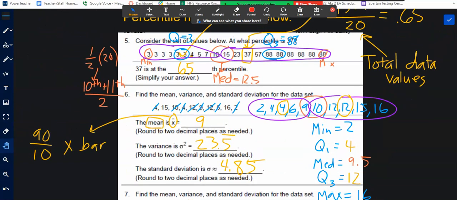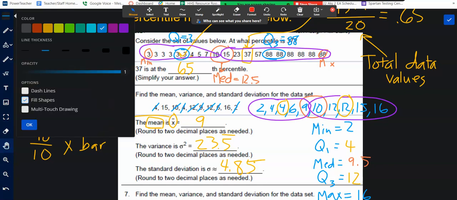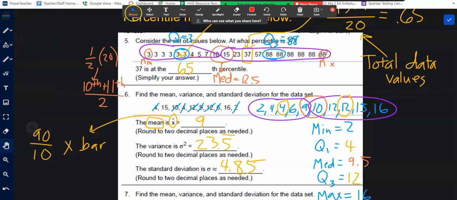Okay, so it's not hard to figure out the average, right? You add them all up, you get 90. You divide by the number of values, which is 10, and you get 9. They have this kind of cool notation over here. That cool notation is X bar, and that's how they actually read it, X bar.